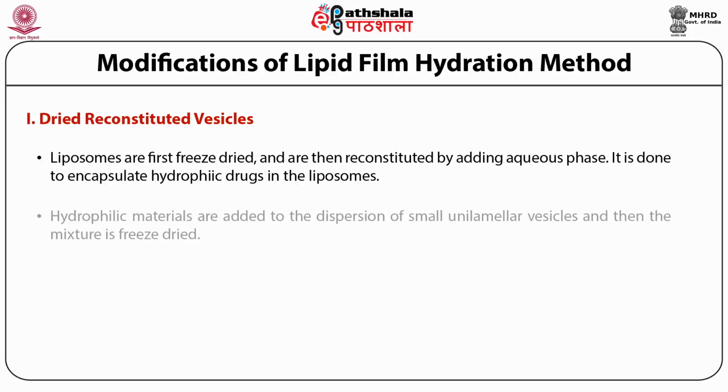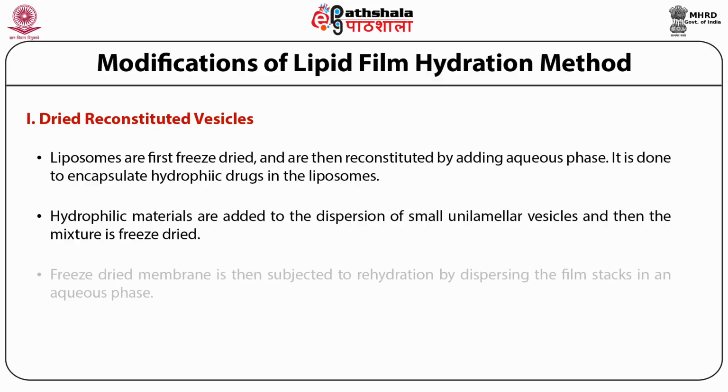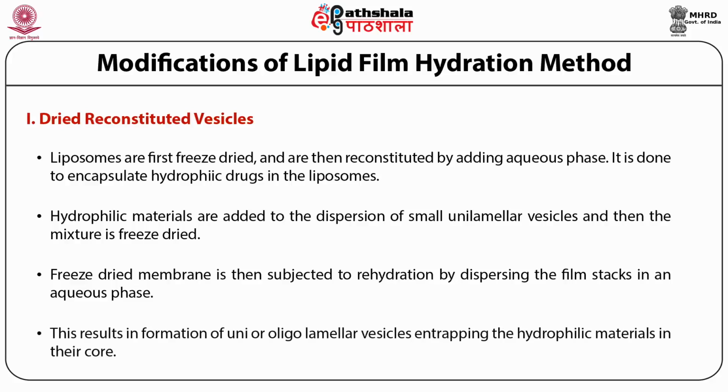phase. The hydrophilic materials that are to be encapsulated are added to the dispersion of small unilamellar vesicles, and then the mixture is freeze dried. In the next step, the freeze-dried membrane is subjected to rehydration by dispersing the film stacks in an aqueous phase. This results in formation of uni or oligolamellar vesicles entrapping the hydrophilic material in their core.